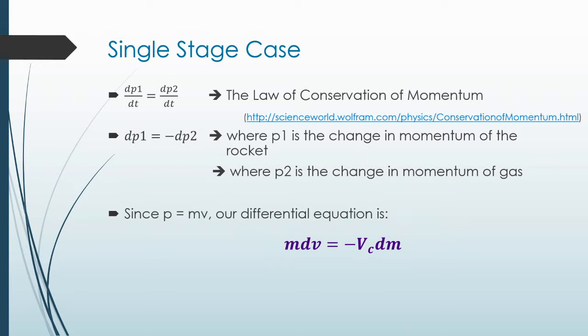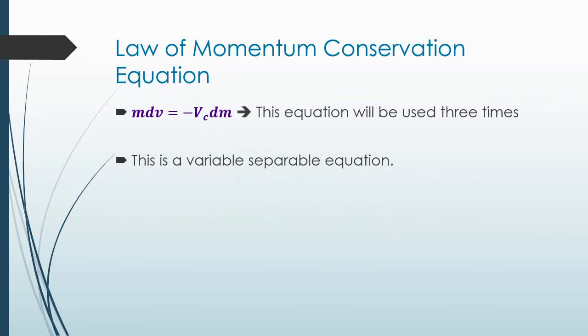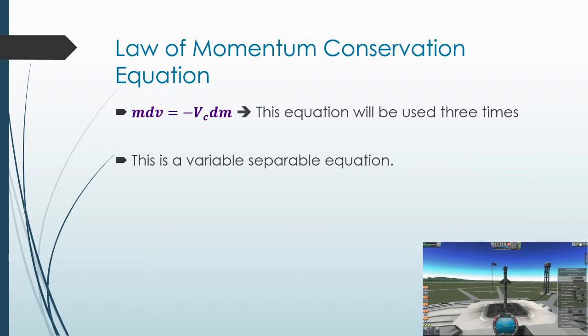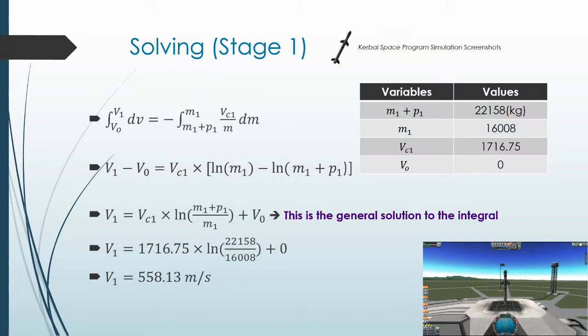Our differential equation is derived from the law of conservation of momentum. This is changed around to be in terms of mass and velocity, as momentum P equals mv. Thus we have our equation m dv equals negative Vc dm. This is used in each of the 3 stages of the rocket and is known as a variable separable equation, since we can separate the v's and the m's to each side of the equation. Remember, Vc is a constant.